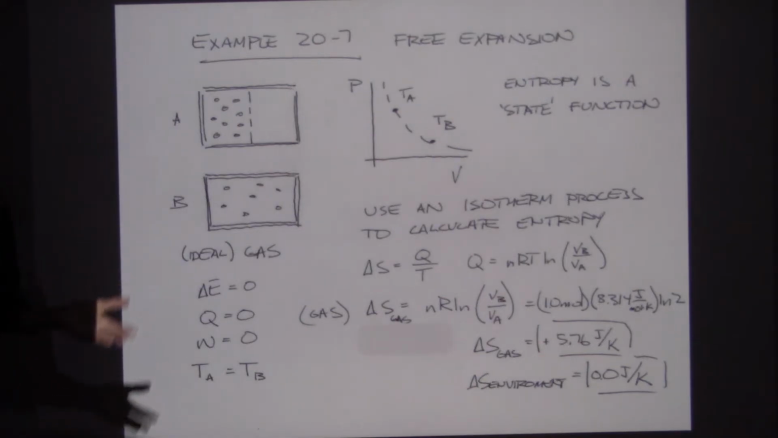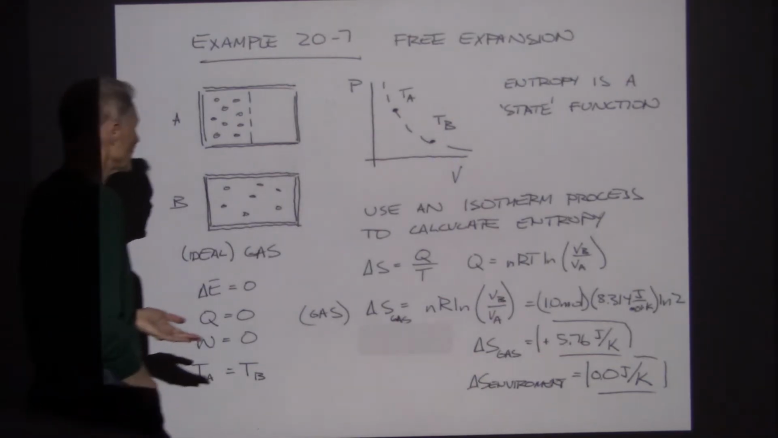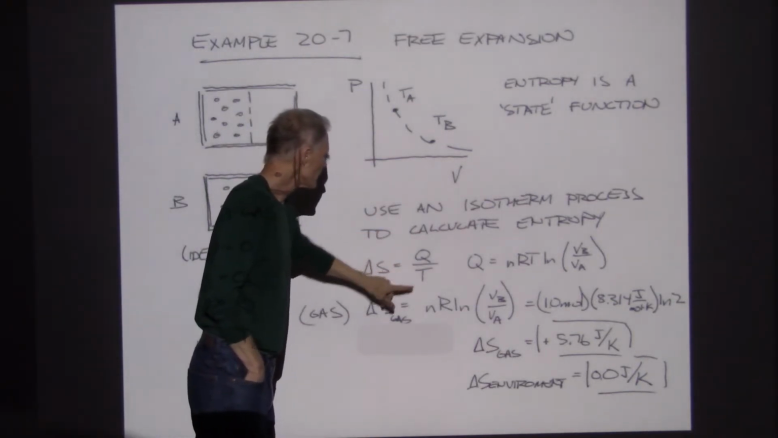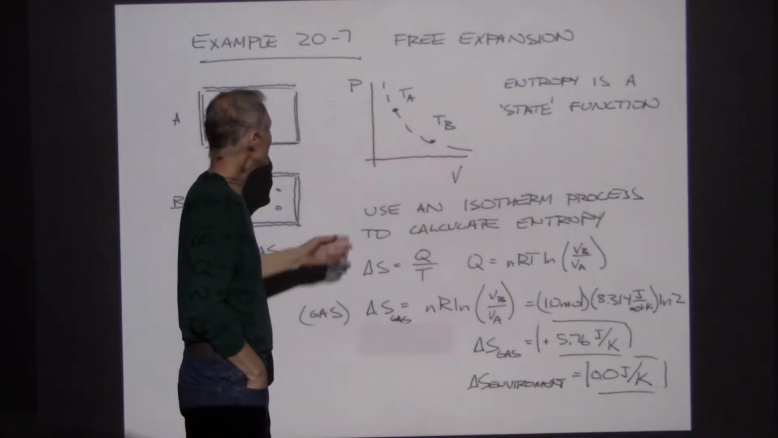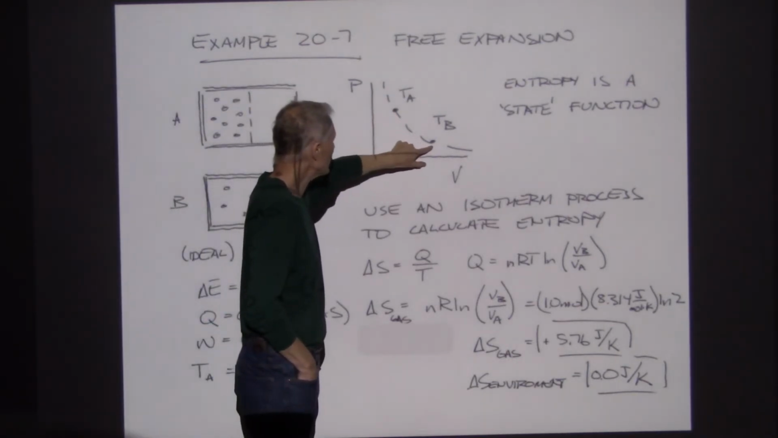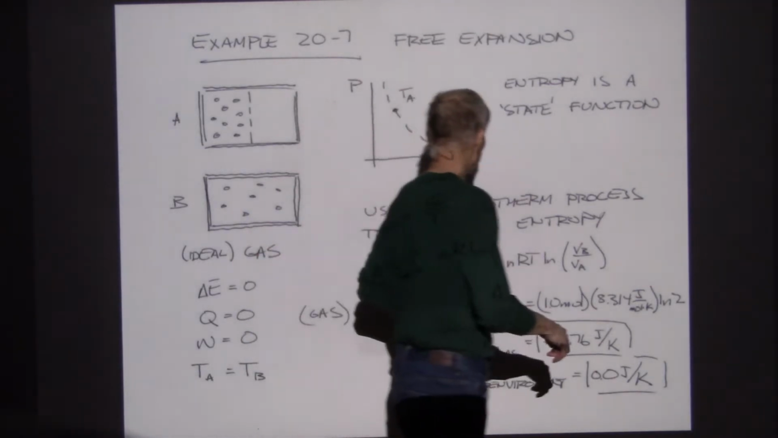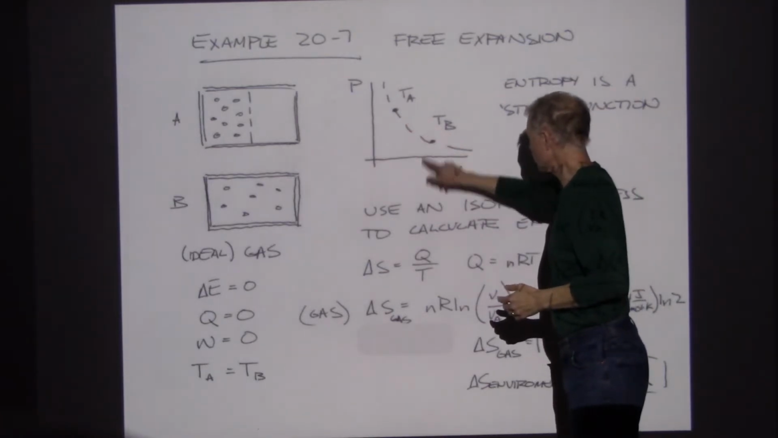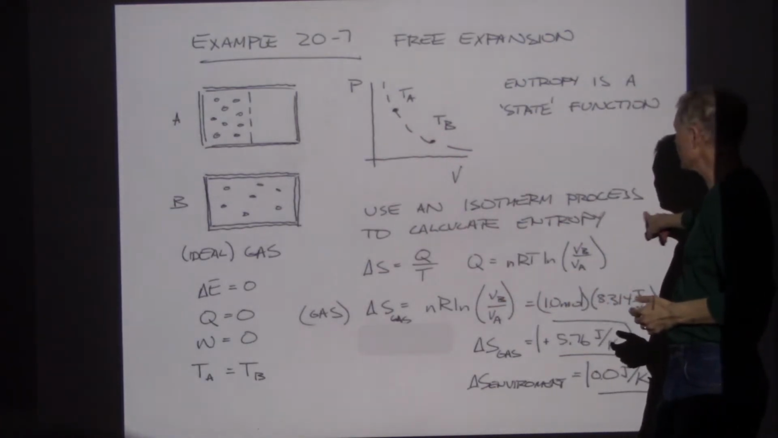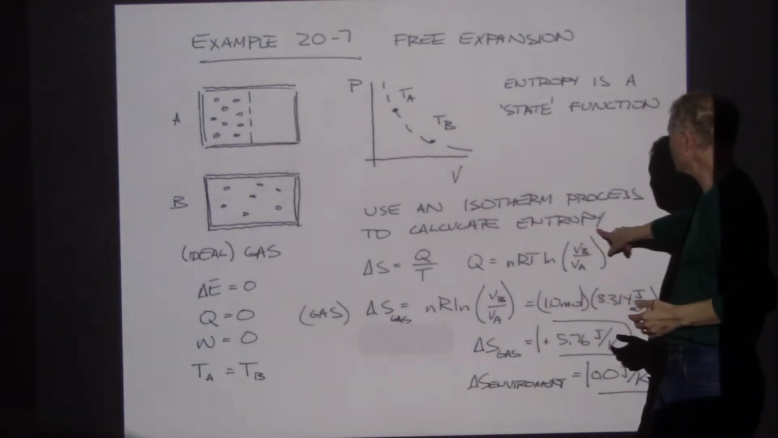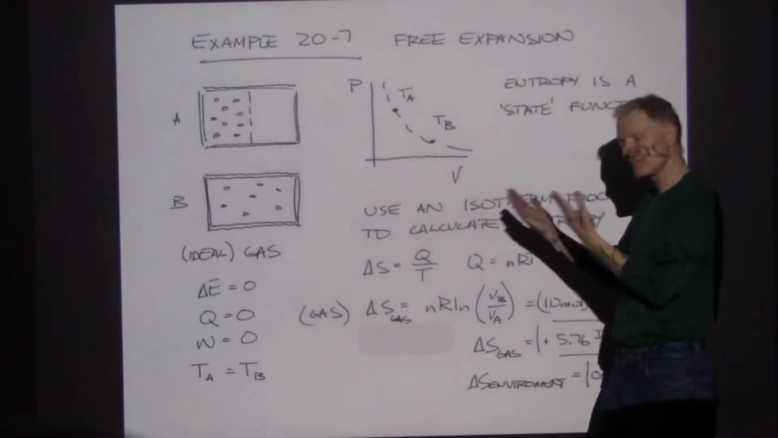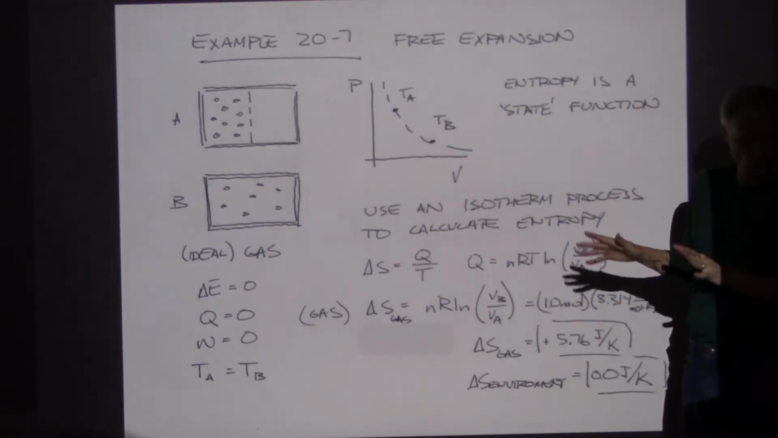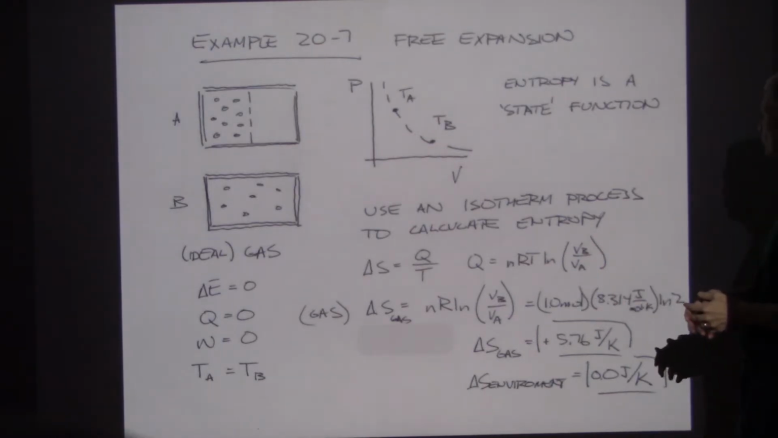I can calculate the entropy change for the gas molecules using this. Now this is a little different because the formula has changed here. This process is not a Q over T, but we can replace it with what would have been a Q over T process in order to calculate the value. So here we go. Back when we looked at isotherms, we're going to use an isothermal process to determine what the entropy difference would be between point A and point B. There's no well-defined path that connects those two points.